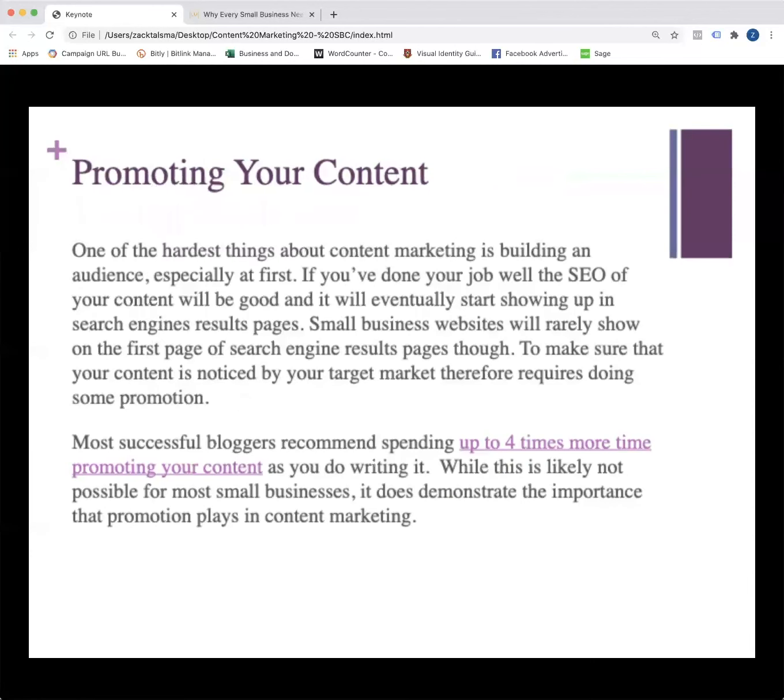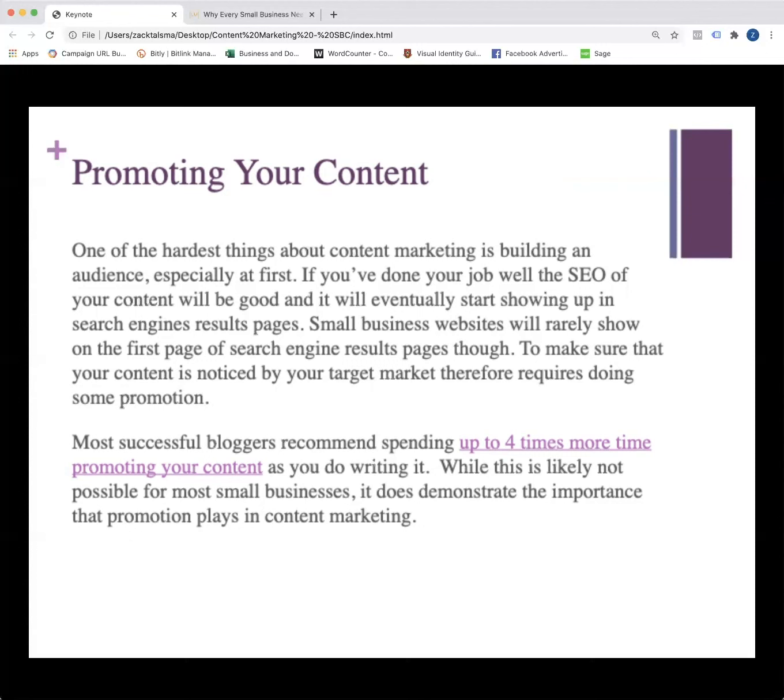So the last thing we're going to talk about today is promoting your content, which is the hardest thing in content marketing by far, is building an audience, at first at least. So if you've done your job well, the SEO of your content will be good, and it will start showing up in search engine results pages on its own.